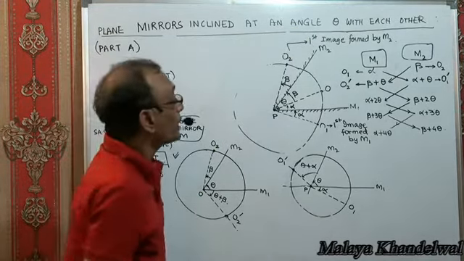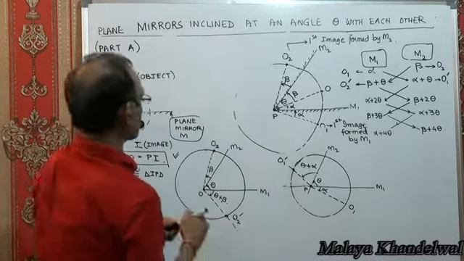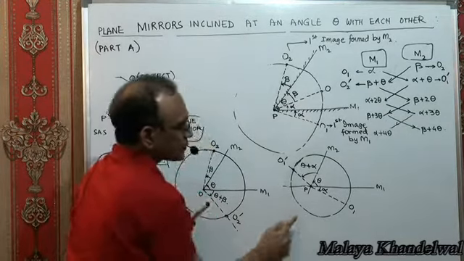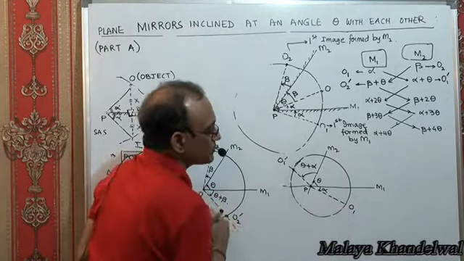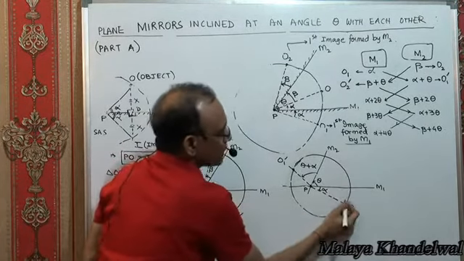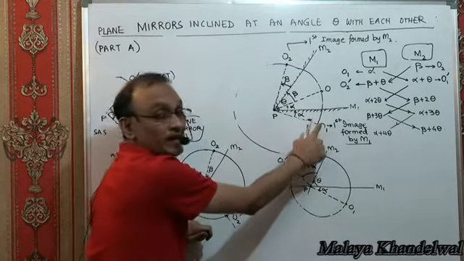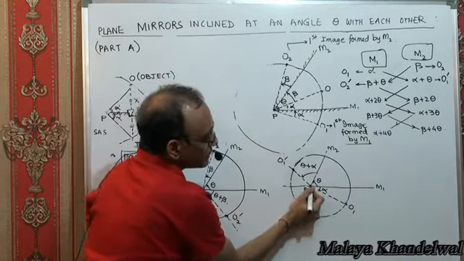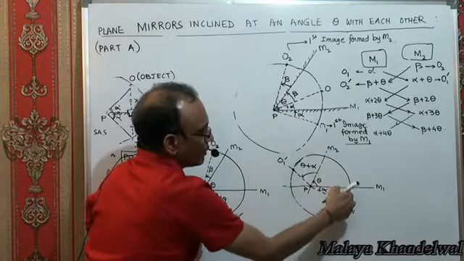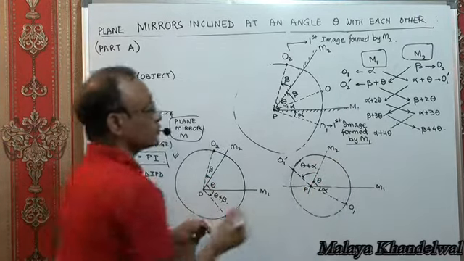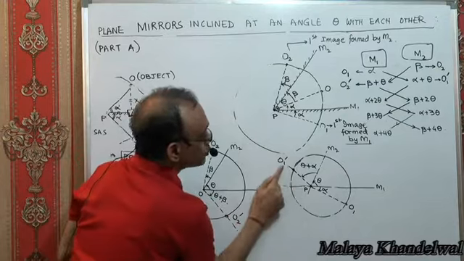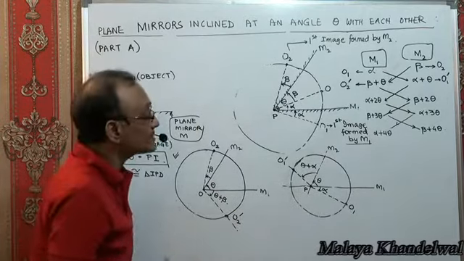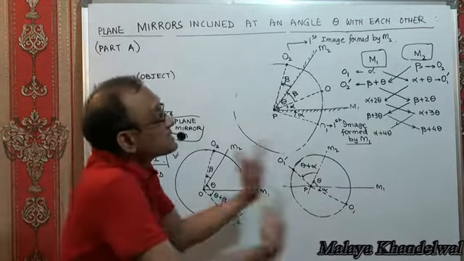So now, when it comes to M2, look at this M2 separately. Right here, O1 is an object. So I'm talking of O1 acting as a virtual object for reflection by M2. So this is O1, and its location makes an angle theta plus alpha with M2. Very clearly, its image formed by M2 would be O1 prime, that will make an angle theta plus alpha with M2. Yes or no?